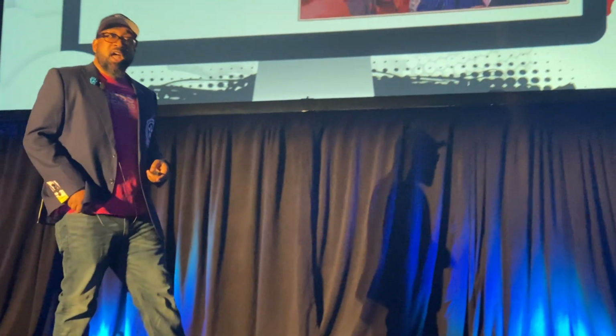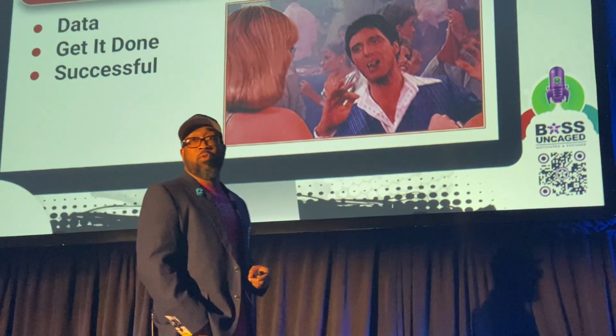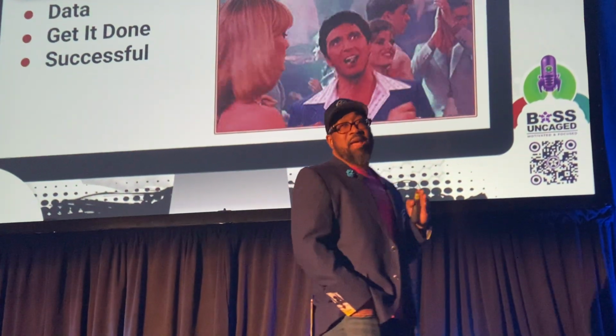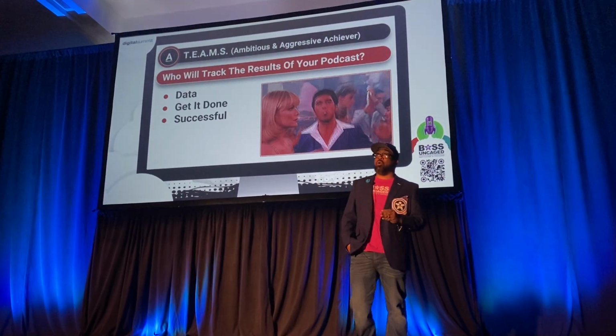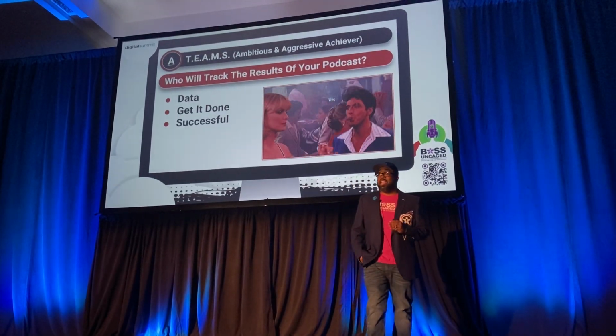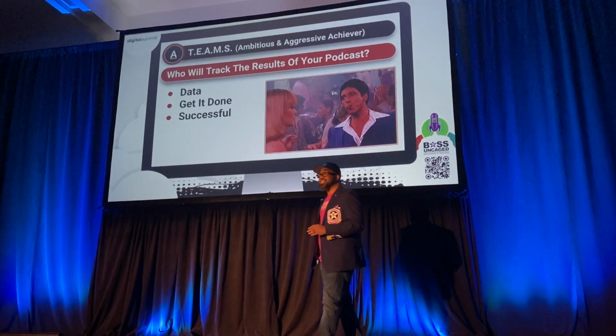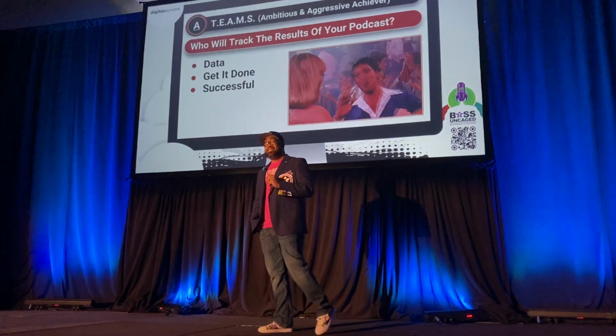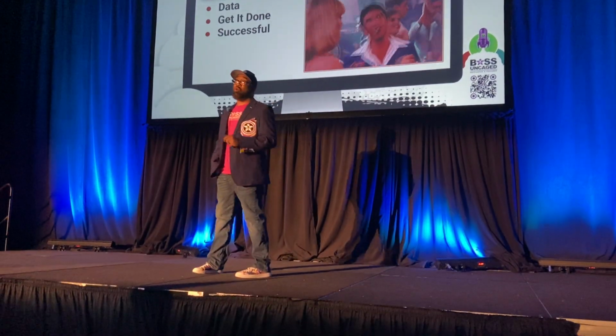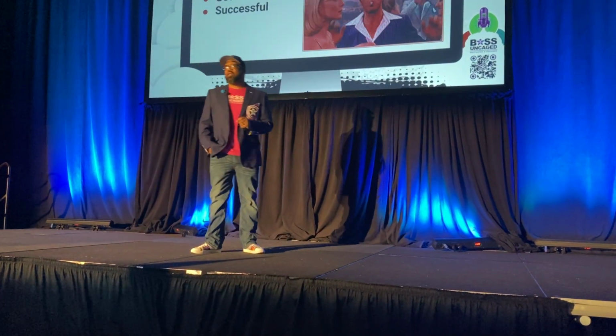A, everyone has a Tony Montana. Everyone knows someone that's overly ambitious, that's wanting to take over the world, that wants to climb that corporate ladder as fast as humanly possible. This person is data-driven. This person gets it done. This person has success written all over. This is the person that you want to essentially be in the middle of your teams, and that's A, for ambitious, aggressive achievers.